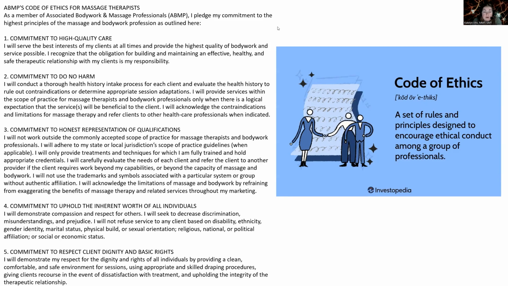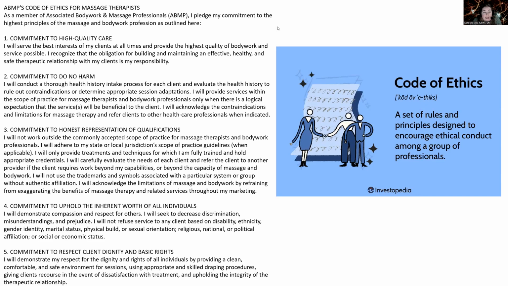So you need to have an honest representation of qualifications. If someone is coming in and they're having pregnancy qualifications and you have not worked on a pregnant person before, you need to refer them to a prenatal specialist, okay?